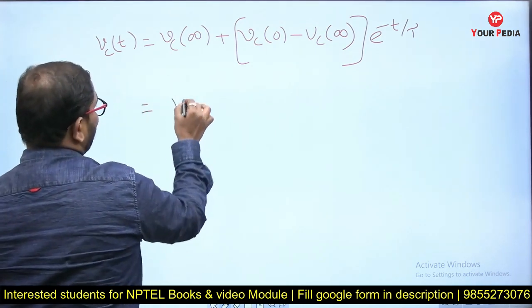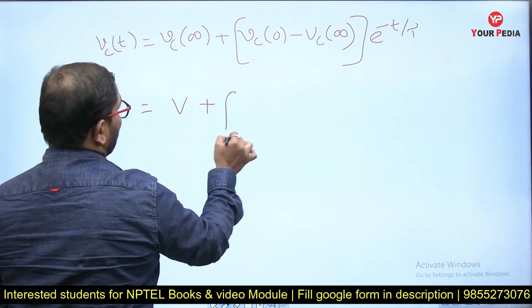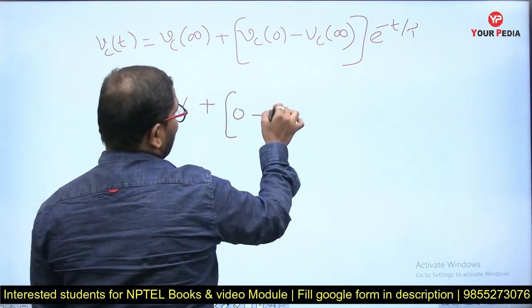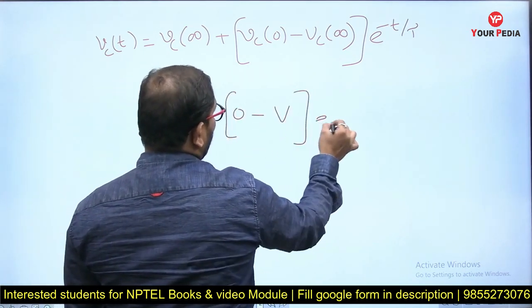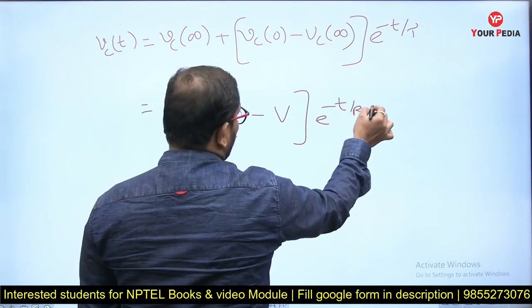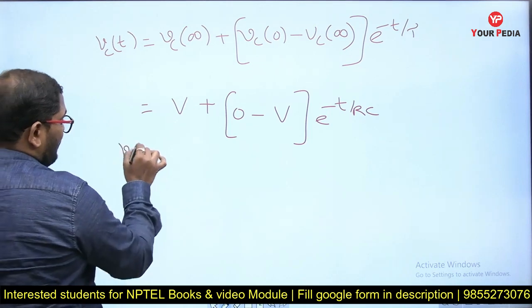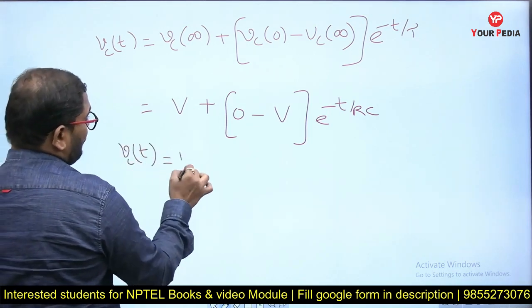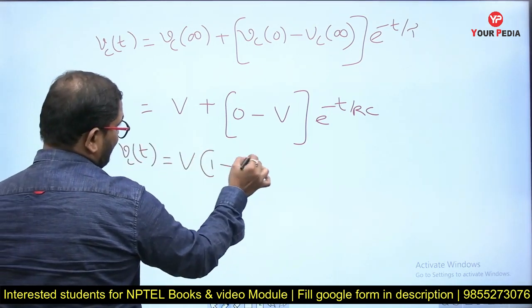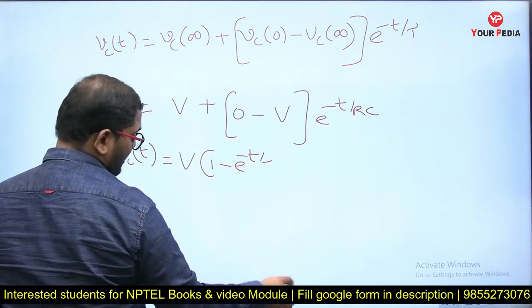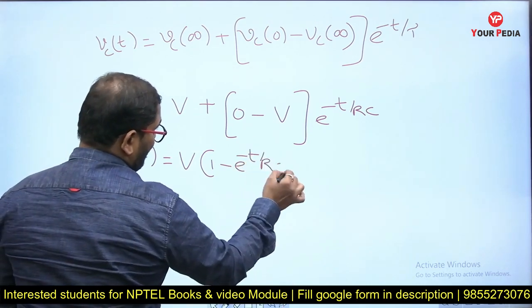This value is V plus the initial voltage, 0, minus the final voltage, V, into e power minus t by RC. So what is the final capacitor voltage expression? It is equal to V into 1 minus e power minus t by RC.